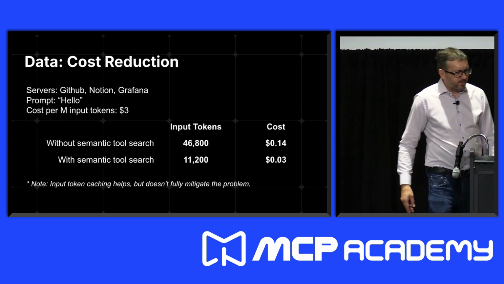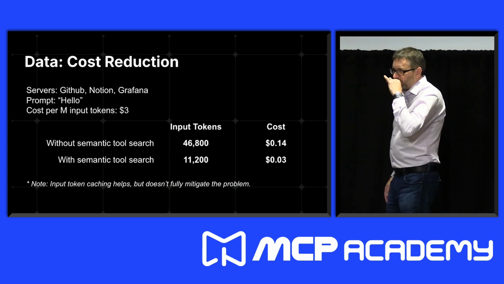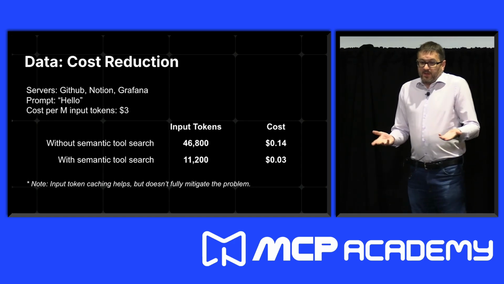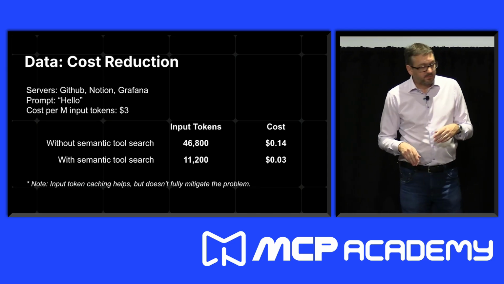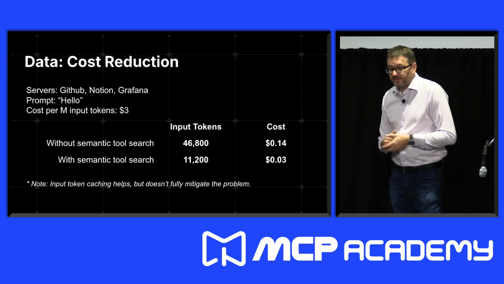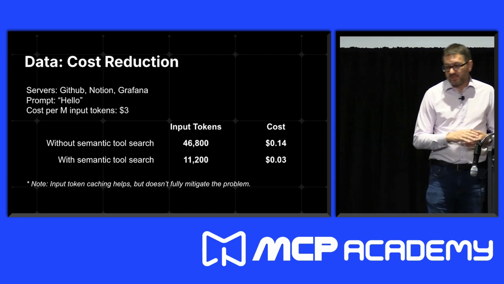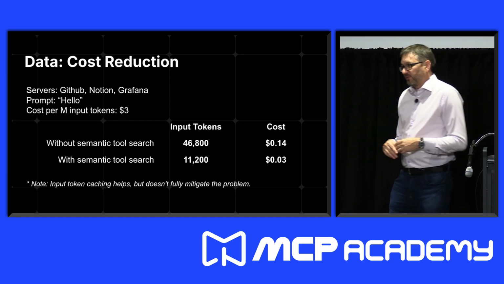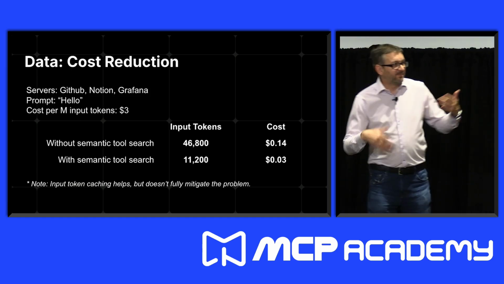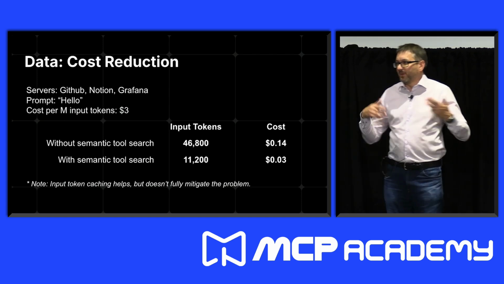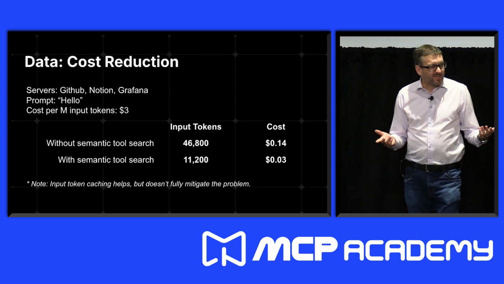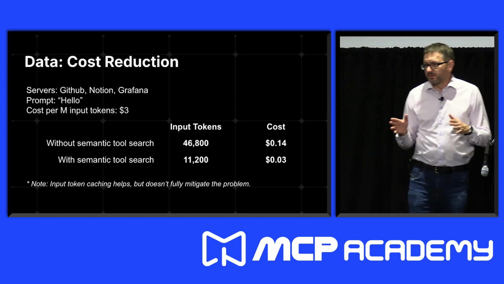In terms of what we see out there, and these are real examples from the use of Claude Code: layer in these 3 servers, say hello. Your cost for a million input tokens is about $3. Without Semantic Search Tool, you're paying 14 cents. With Semantic Search Tool, you're paying about 3 cents. Now, when you think about that, times that by 200 queries per day per developer, times 100 developers, times 300 work days, you're probably saving an organization like that at least $600,000 a year just on the input tokens.